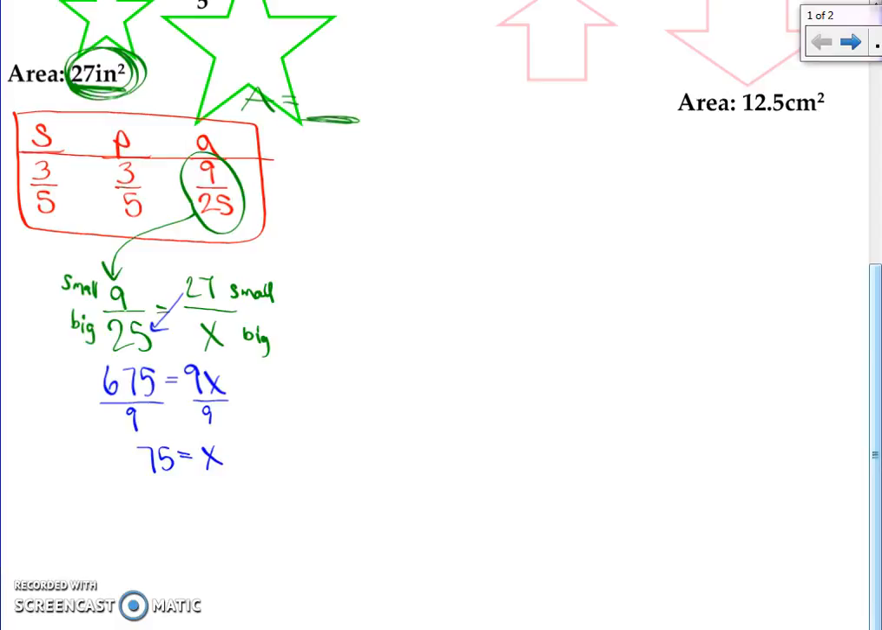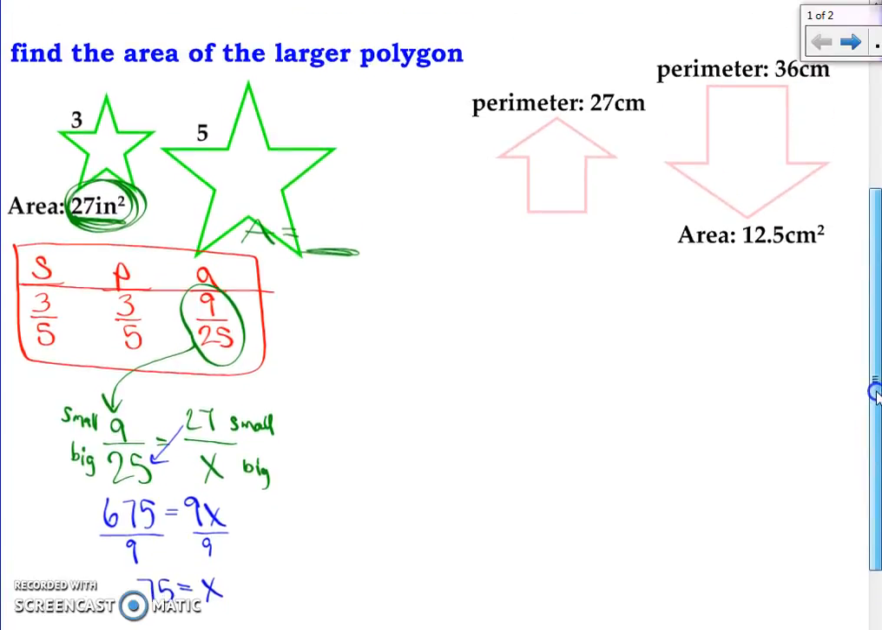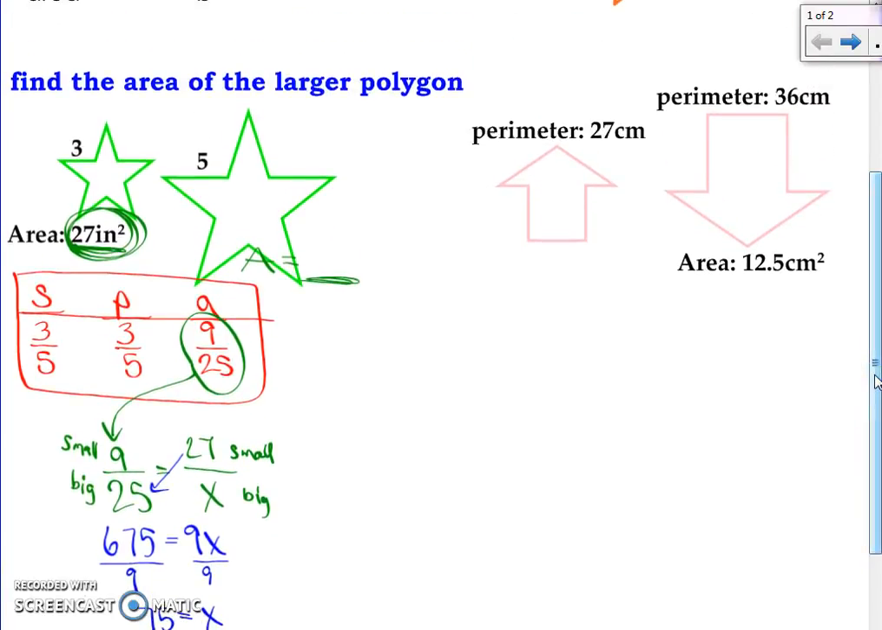Questions on any of those steps? Okay, let's look at this one then. So on this one, they've given us the two perimeters. So that's where we're going to start when we do our SPA. Okay, so we've got 27/36.